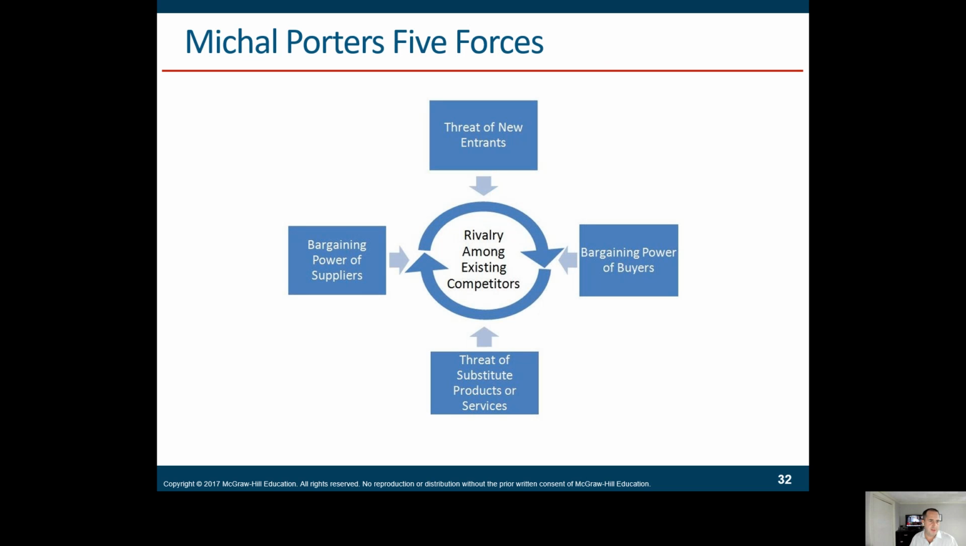Porter's 5 forces: threat of new entrants, bargaining power of buyers, threat of substitutes, bargaining power of suppliers, and then rivalry among existing competitors. These are kind of a foundation when looking at a business. Is it a good business? See how it checks off the box of these things.